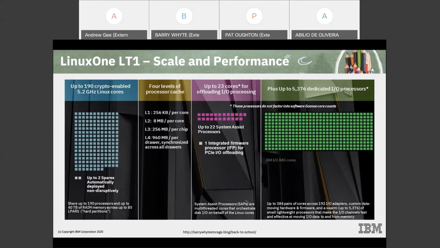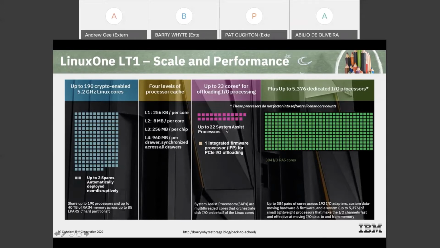Some of these numbers are coming up. So, 4 levels of cache. The level 4 cache doesn't exist on most other servers. And then every LinuxONE machine has offload engines. So the only work that the main core does is the number crunching, the actual CP stuff. Everything else is offloaded to assist processors.